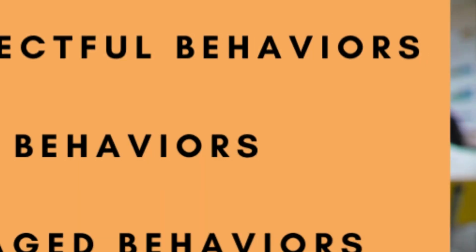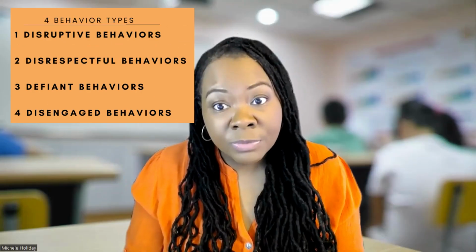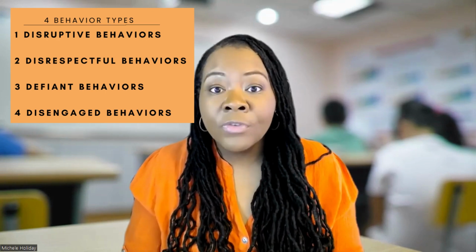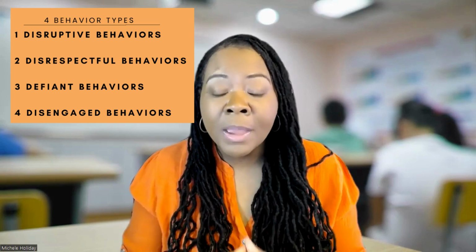So let's recap. 4 behavior types to plan out for the first month of school. Number 1, disruptive behaviors. Number 2, disrespectful behaviors. Number 3, defiant behaviors. Number 4, disengaged behaviors. Remember, we don't wait for it, we plan for it.